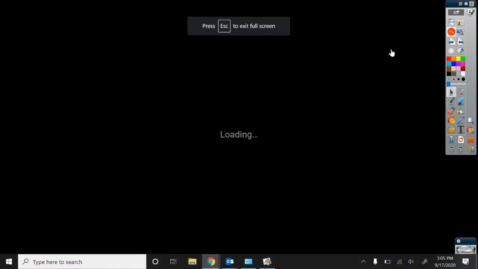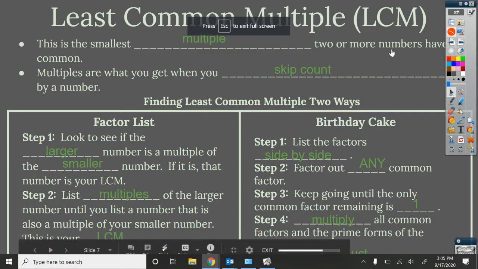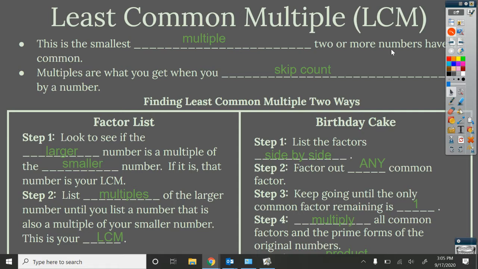Hello, this is Ms. Powers, and I am going to go over the notes for least common multiple, or LCM. If you're in your digital notebook, it's the GCF LCM virtual notebook, and this is where we're going to start today. If you have not drag and dropped your fill in the blanks, you're going to want to go ahead and just pause this screen so that you can fill these notes in if you don't get done by the time I go through the notes.